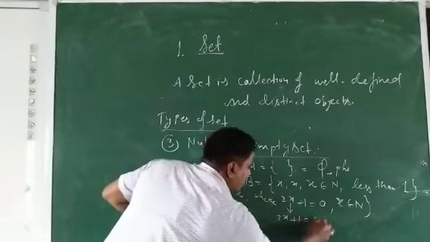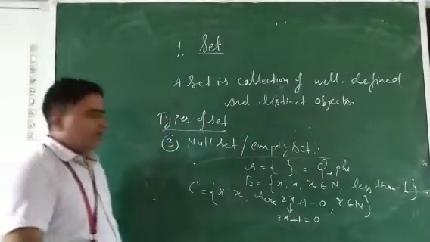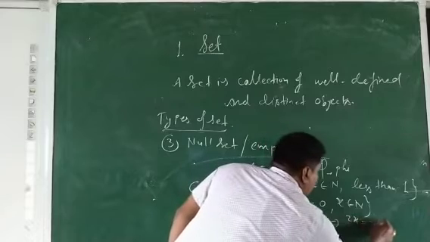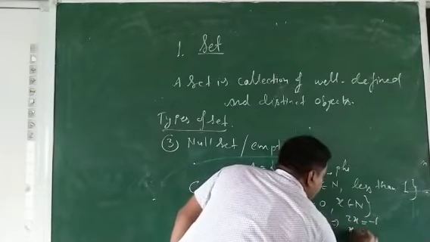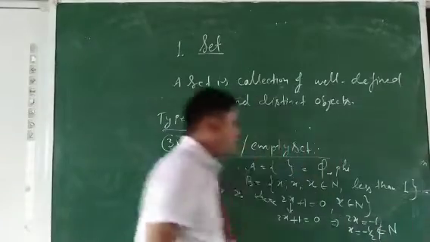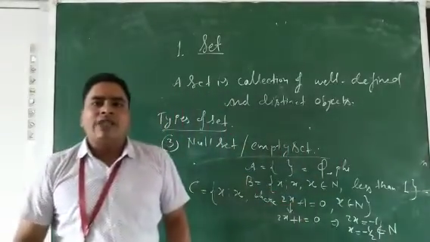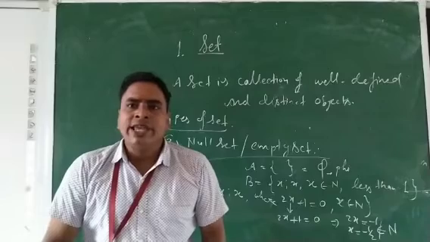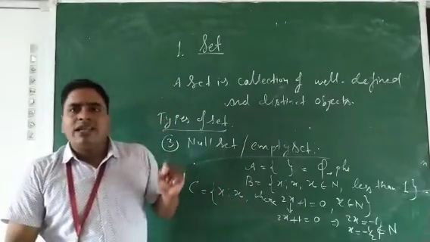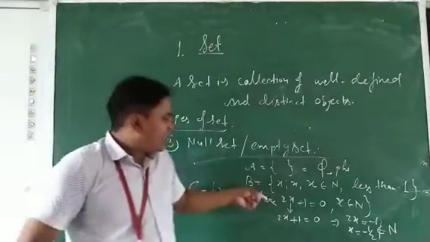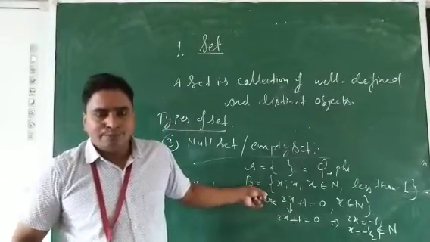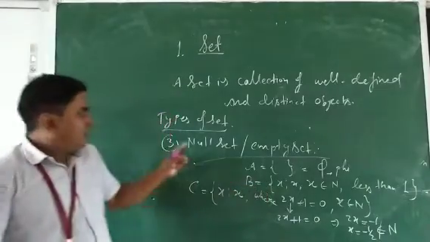2x plus 1 is equal to 0. This implies 2x is equal to minus 1, x is equal to minus 1 by 2, which does not belong to natural number because this represents a fraction. Minus 1 by 2 means it is a rational number. It is not a natural number. So this is the empty set or null set. Clear? Okay.